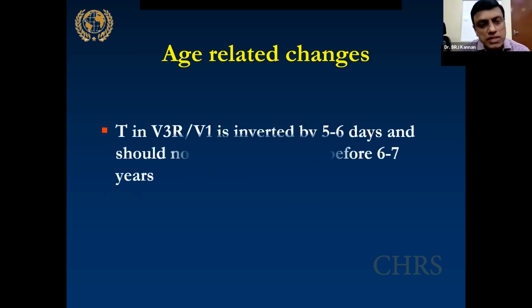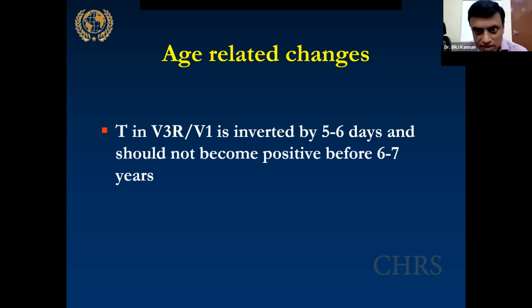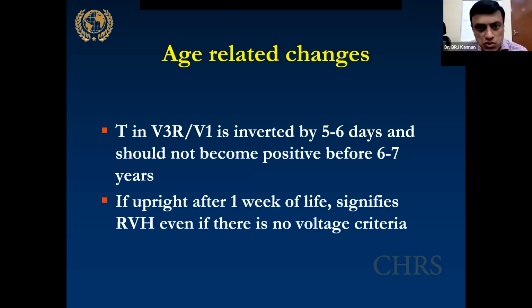The T wave in V3R or V1 is inverted by 5 to 6 days. That is, on day 1, day 2, the T will be positive. But by 5 to 6 days, T becomes inverted in V1. And it should not become positive before 6 to 7 years. That means in the interim period, it remains inverted or negative. So after 1 week of life, if the T wave is upright, it signifies right ventricular hypertrophy, even if you don't have a voltage criterion. These are all normal age-related changes.